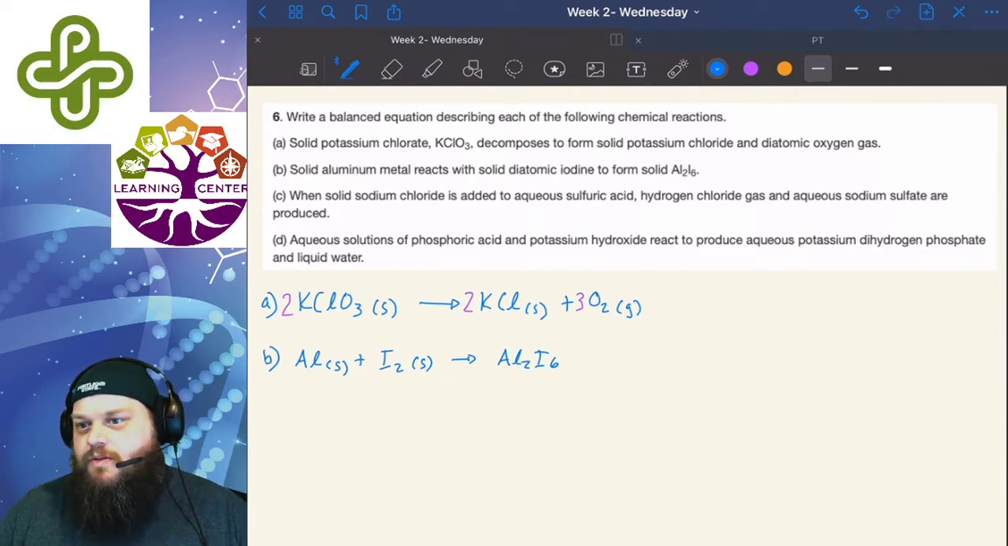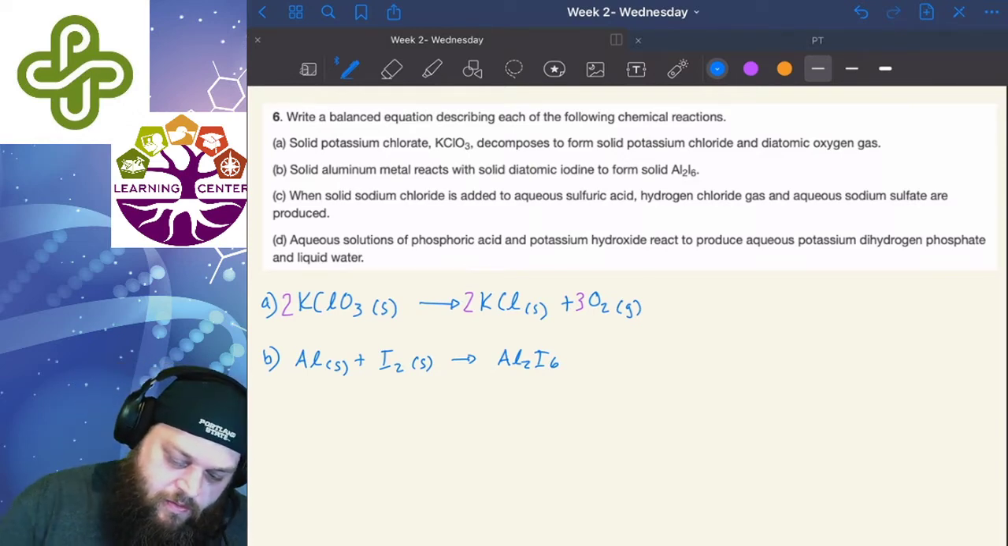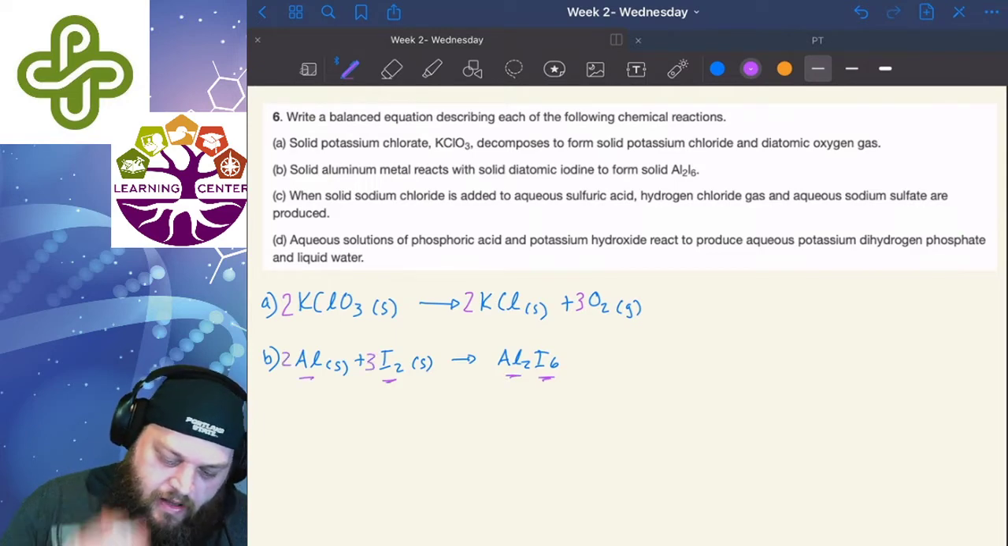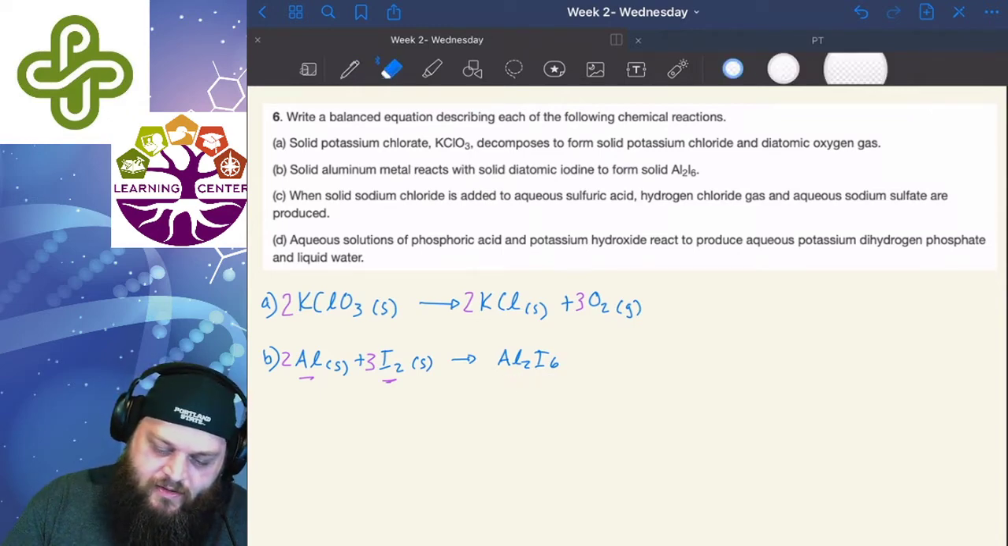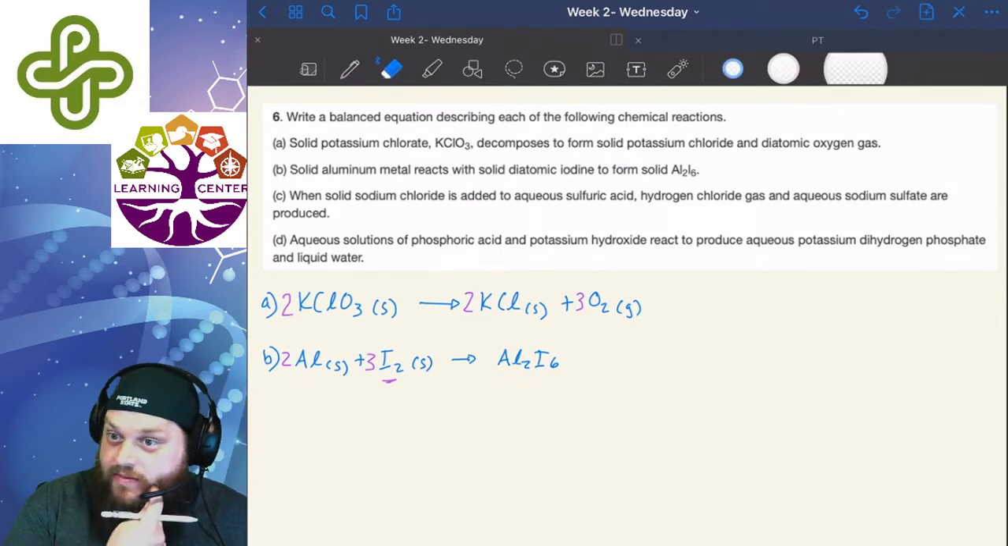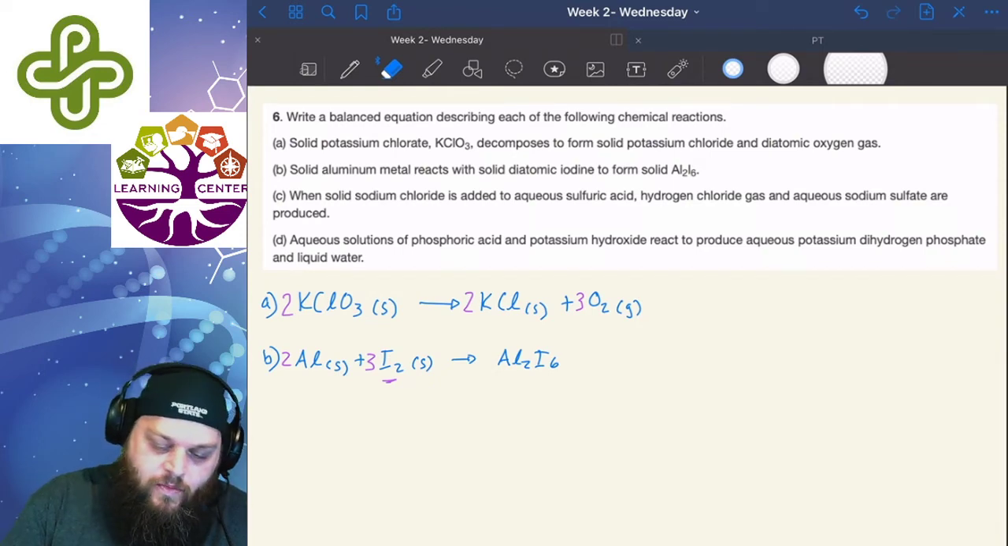That's Al2I6. So aluminum hexaiodide is going to have 6 of those iodides on there and 2 of the aluminum. So this is pretty easy. We just need to make sure we have 2 and 3. Because there's 2 aluminums on the right side, we have to make it 2 aluminums on the left side. And since there's 6 iodides on there, we need to make sure we put a 3 in front of that, so 3 times 2 is equal to 6.